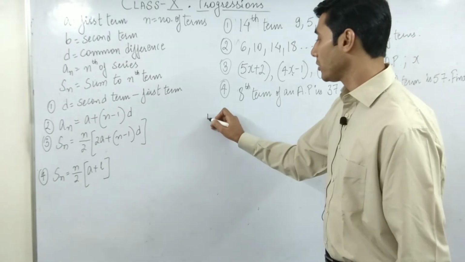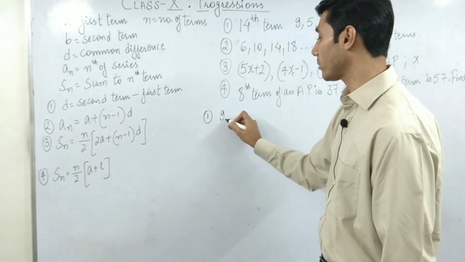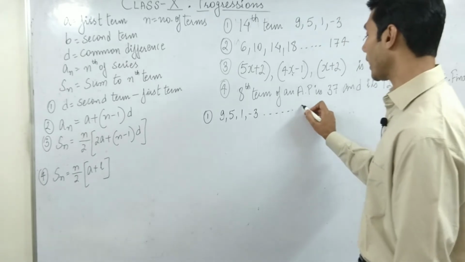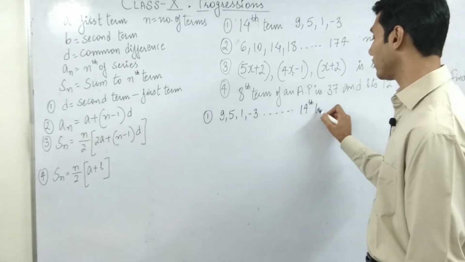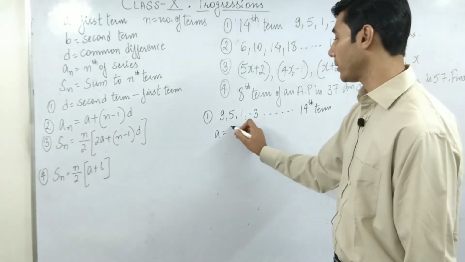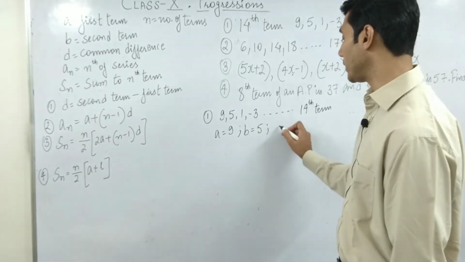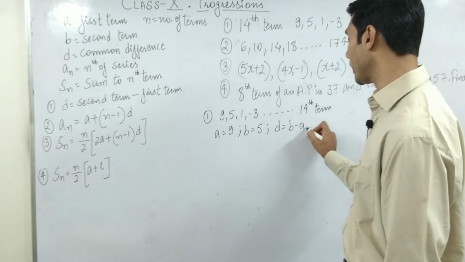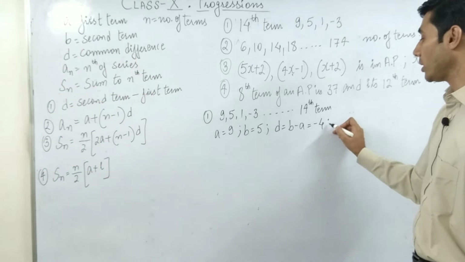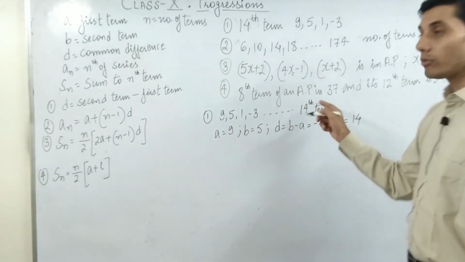Question number 1 says 14th term of 9, 5, 1, minus 3. First of all, let's write the question. It is 9, 5, 1, minus 3, and I need to find out the 14th term. So let's write the terms. A should be equal to 9. B should be equal to 5. D should be equal to B minus A, which is 5 minus 9, so it should be minus 4. N should be equal to 14. Right. Now they're asking me to find out the 14th term.